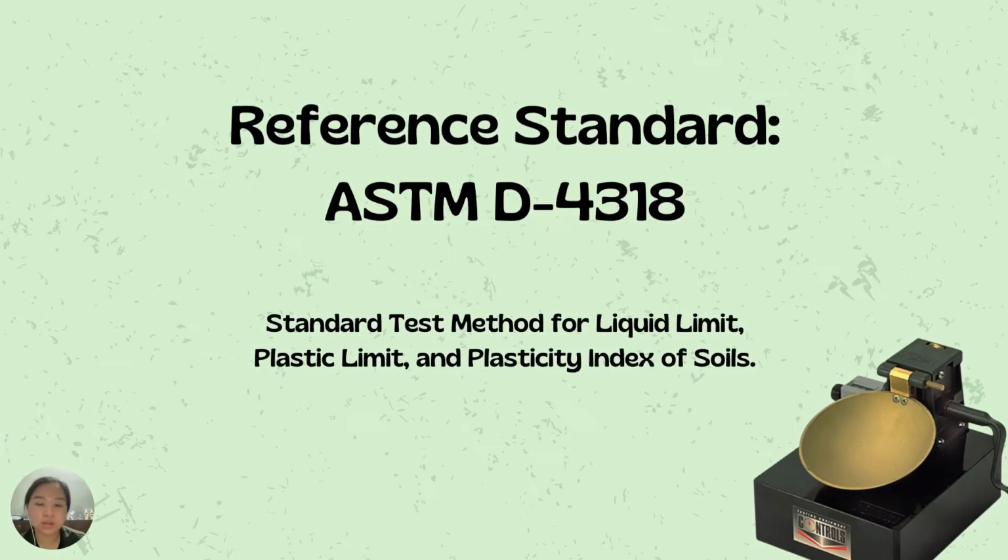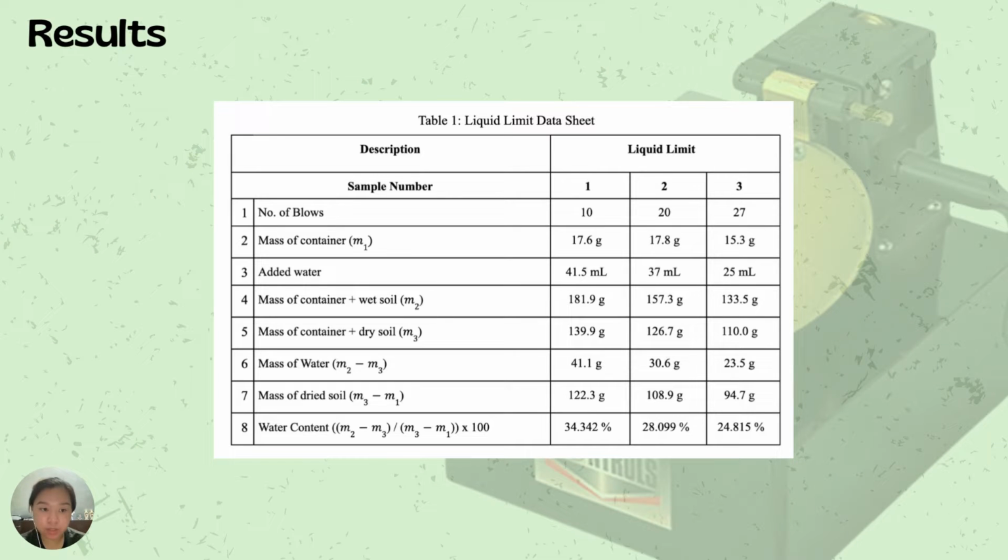The reference standard that we use for our experiment is ASTM D4318, also known as the Standard Test Method for Liquid Limit, Plastic Limit, and Plasticity Index of Soils. So we have here the results of our experiment. We only use one table or data sheet for this one.